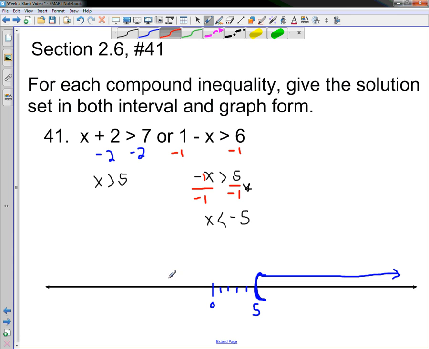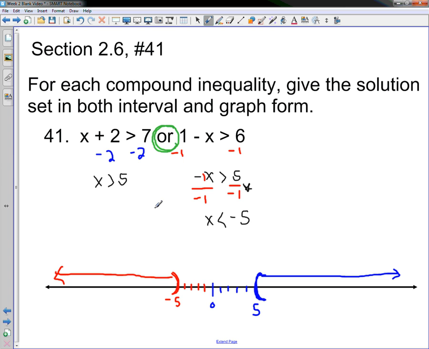So let's go to negative 5 on our number line. 1, 2, 3, 4, negative 5. Now we're less than, which is to the left. And again, we're using a parentheses because of the less than symbol. Now the word or means we're trying to find where the solution is to one of them or the other. They don't have to overlap. With the and statement, we're looking for where they overlap. So any solution to these is part of the final answer.